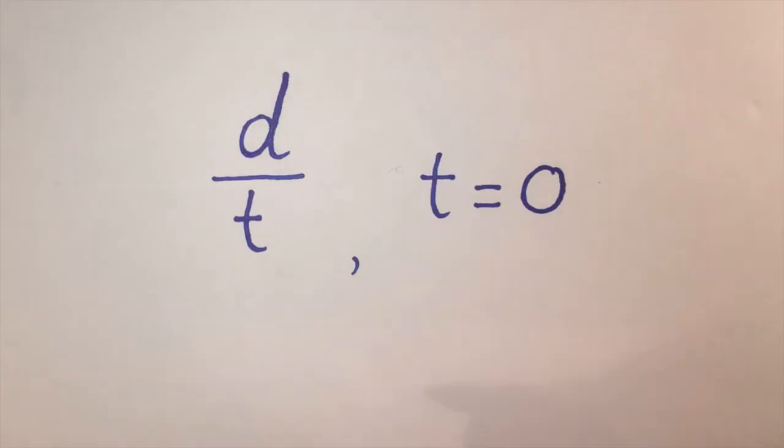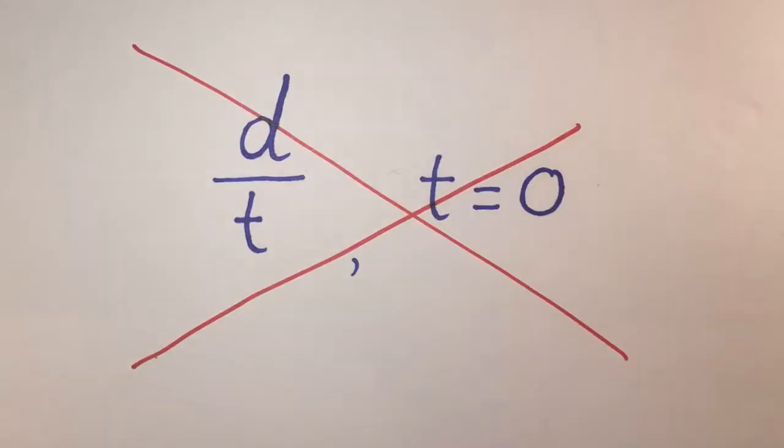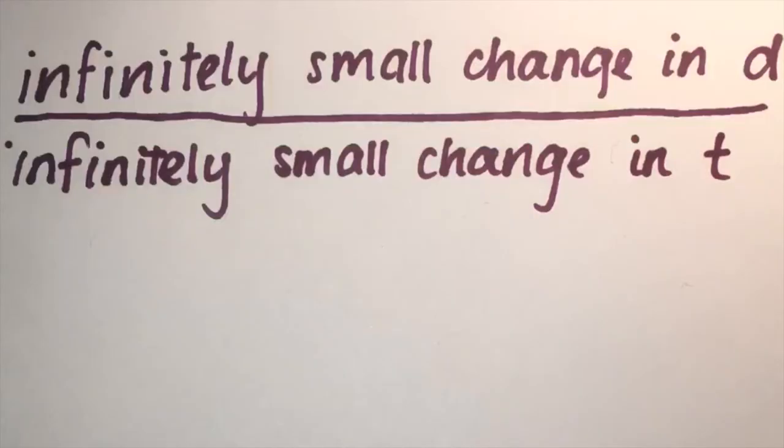What we really want is displacement over time when time equals 0. But we all know you can't divide by 0. Another way to think about this is that you want an infinitely small change in d over an infinitely small change in t. This is what's known as the rate of change.